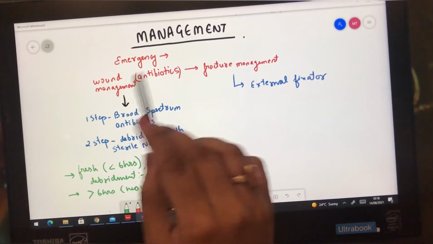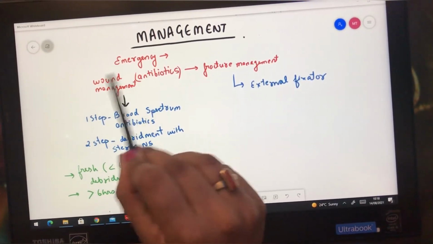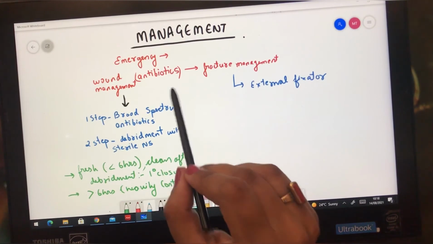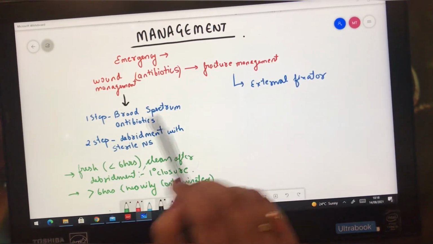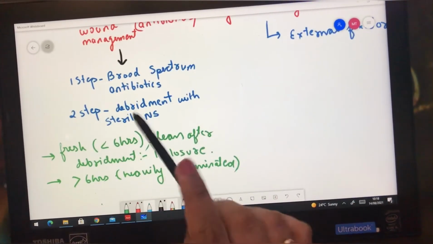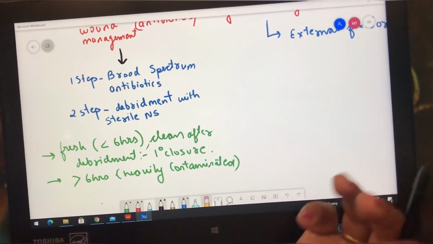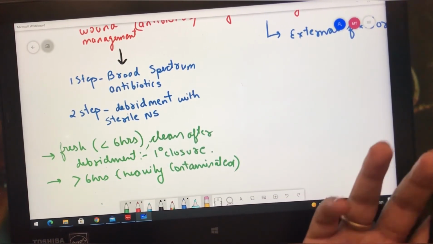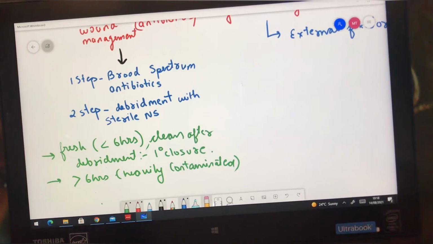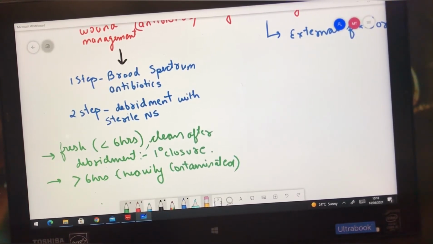So in case of emergency, how can we do the management? First, do wound management with the help of antibiotics and then go for fracture management. So how are you gonna do wound management? The first step is broad spectrum antibiotic coverage, and the second step is debridement with sterile normal saline, povidone iodine or hydrogen peroxide. Just keep in mind, if the wound is fresh, that is less than 6 hours, this is the golden period. If the wound is fresh and clean, after debridement, do a primary closure.